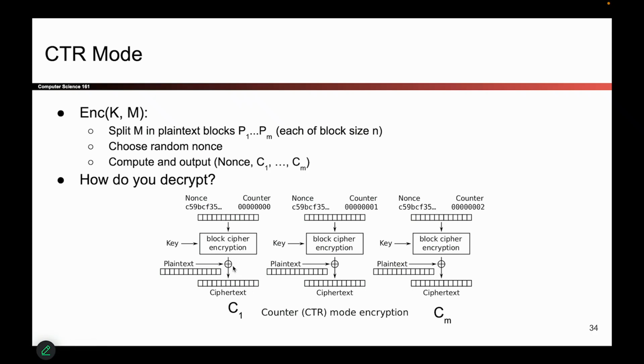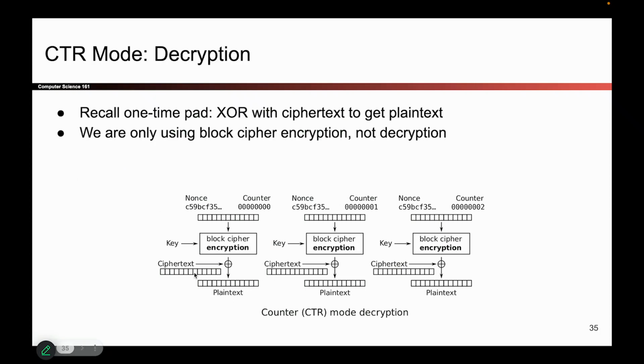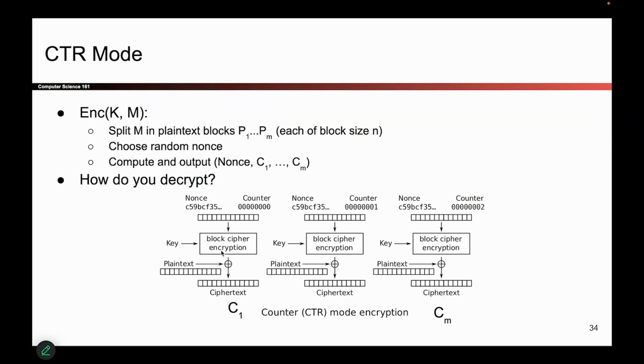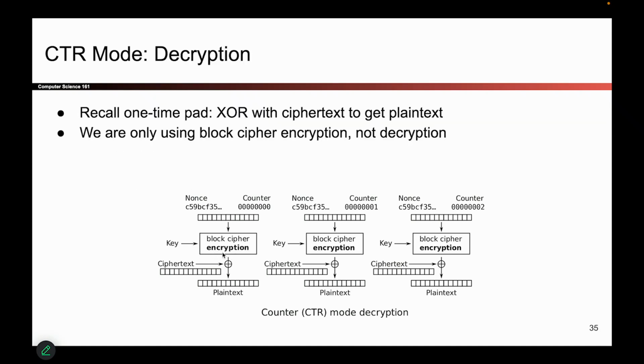So that's what Bob has to do. When Bob receives some ciphertext, he has to regenerate the pad by running this exact same algorithm up top, and then he XORs it with the ciphertext to get the plaintext. So this is what it looks like in a picture. This is the decryption algorithm. You do the exact same thing to generate the pad, and exact same means you're using block cipher encryption because that's what Alice used. It's a little bit unintuitive, but that's what you have to do. So you do the exact same thing that Alice did to generate the pad, and then you take your ciphertext, XOR it with the pad, and you get the resulting plaintext.